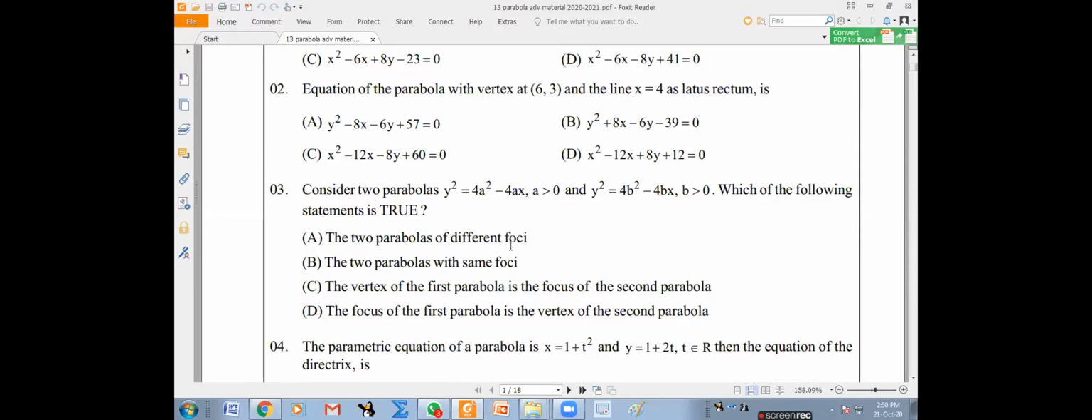So x equal to 4 is a vertical line. 6, 3 is somewhere here, this side. This is 6, 3. If you find this distance, it will become 2 units. So this is 1 unit and this is 1 unit, because this is 4, this is 6. So this is a vertical line, and this is a horizontal line. Sorry, x equal to 4 is the latus rectum.